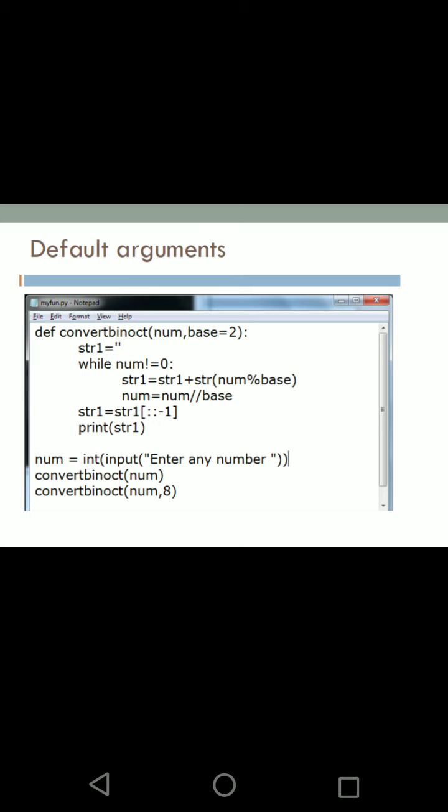The next function call, convert to binary oct, will give two arguments. So that is number, and it is giving the base as 8. So it will be finding out the octal value. So when a value is given in the function call, it will work on the given value itself. But if it is not given, it will take the default arguments.